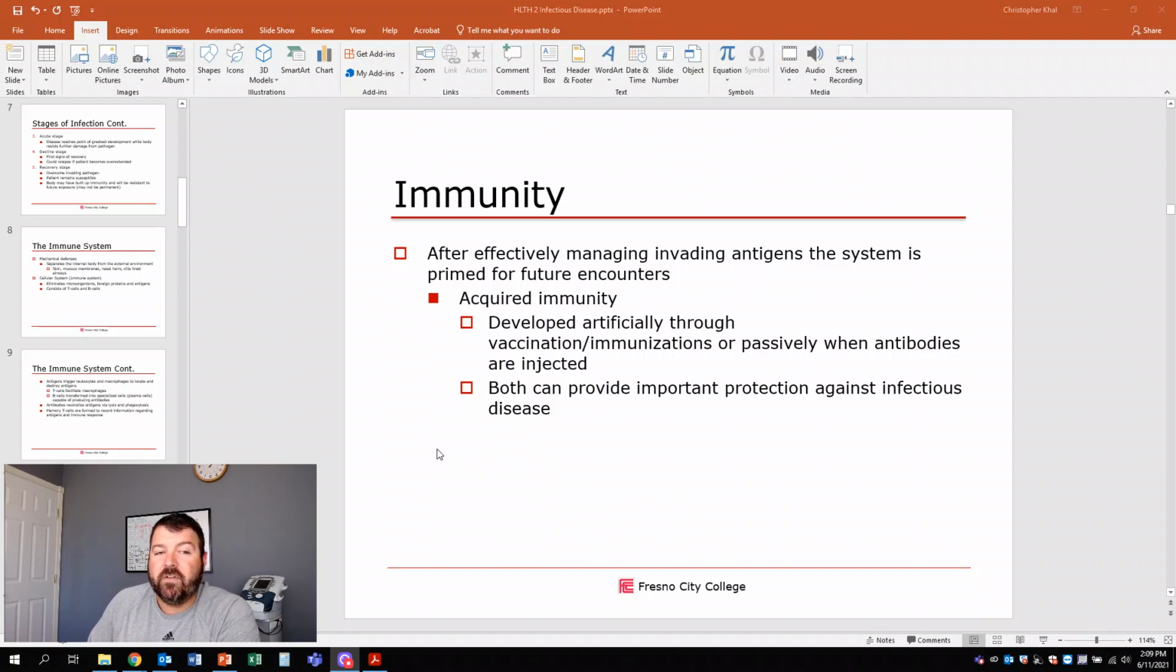Immunity: after effectively managing invading antigens, the system is primed for future encounters. Acquired immunity is developed artificially through vaccinations and immunizations, or passively when antibodies are injected. Both can provide important protection against infectious disease.